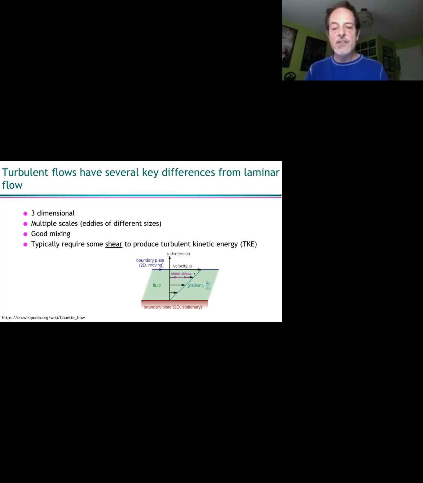What I show here is a very simple flow called Couette flow. And this is created just by moving one wall. It's a flow between two walls, except you move one wall. And when you do that, you get stress or shear between the two walls. So it's basically just a velocity gradient. A velocity difference over a spatial distance.